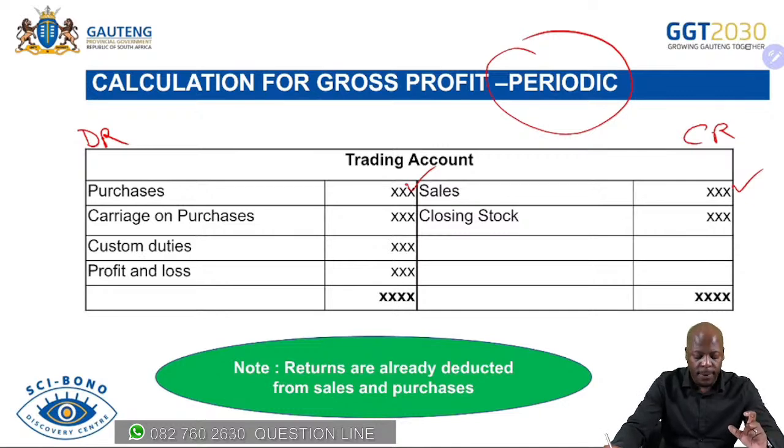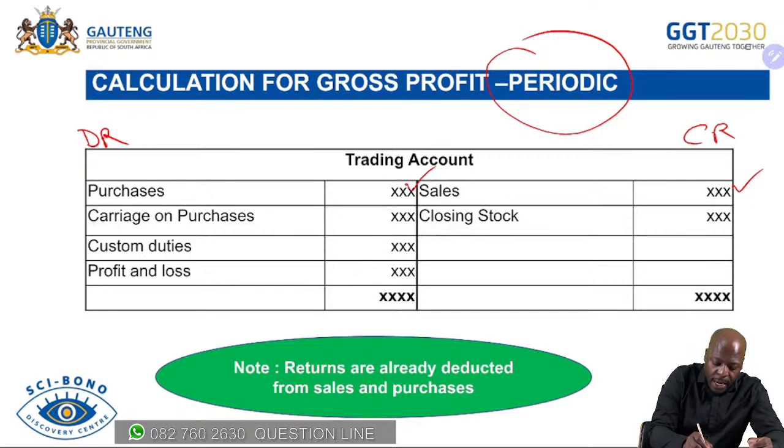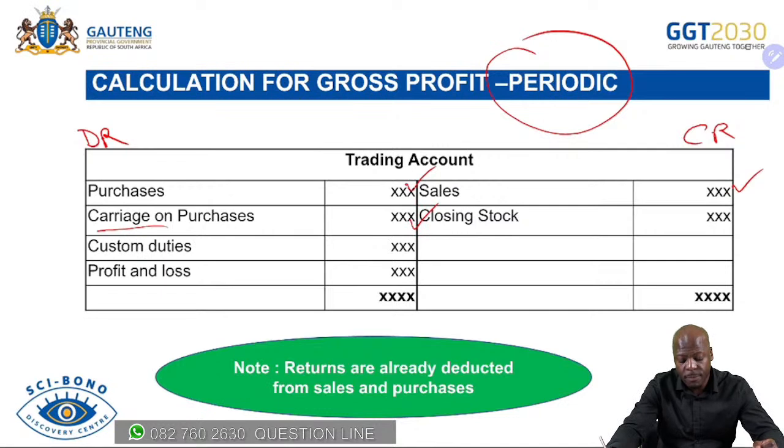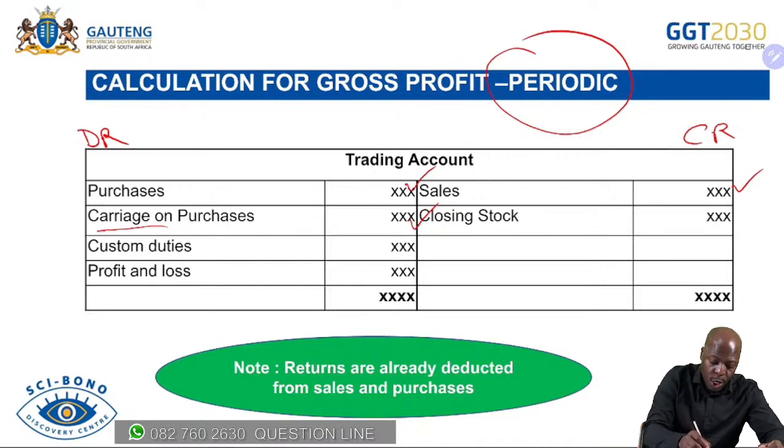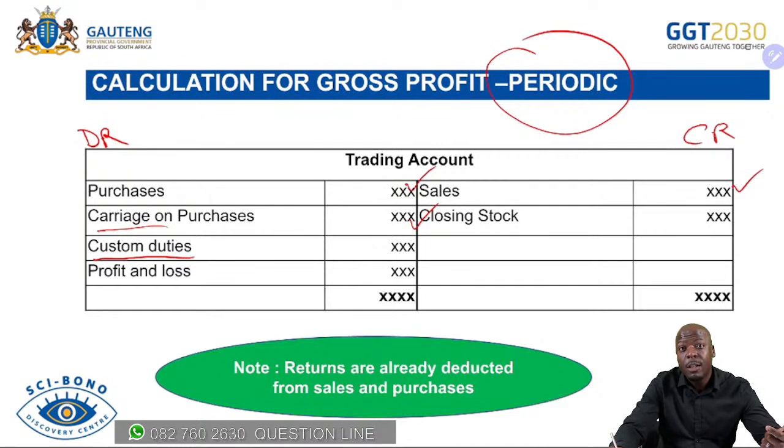In the same account on the debit side, you will then bring in your carriage on purchases. So your carriage on purchases will also come to the debit side. That is very important. Remember, what we want to do is to calculate our gross profit. And remember, you also must bring into consideration your customs duty. We spoke about it several times today. Your customs duty, you will also debit in your trading account.